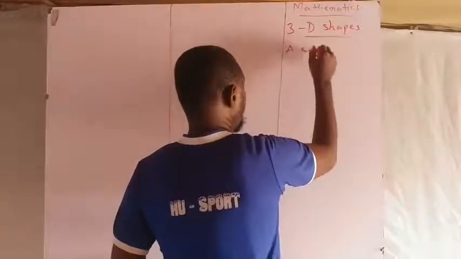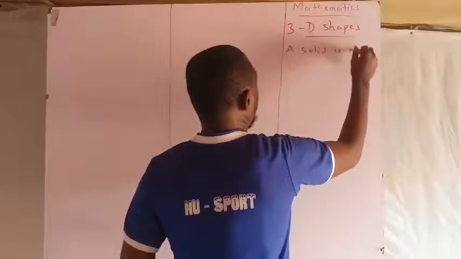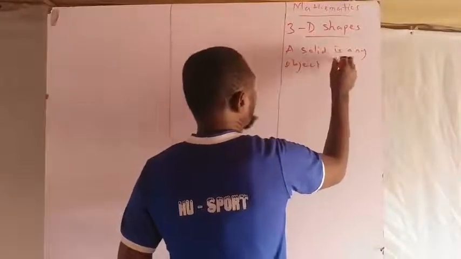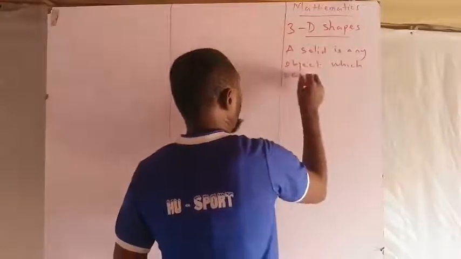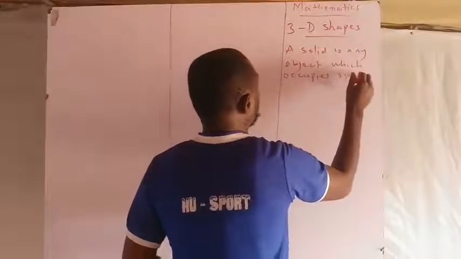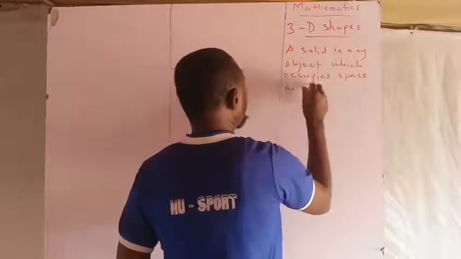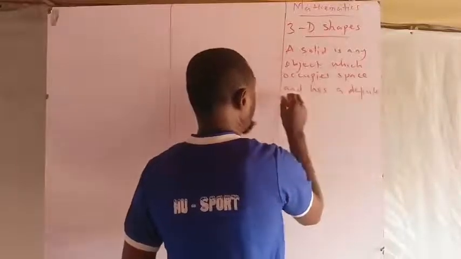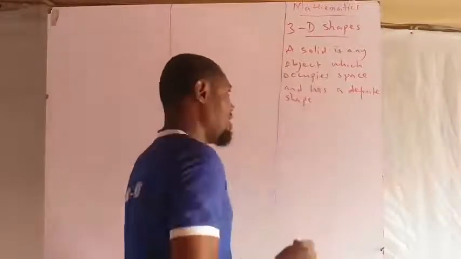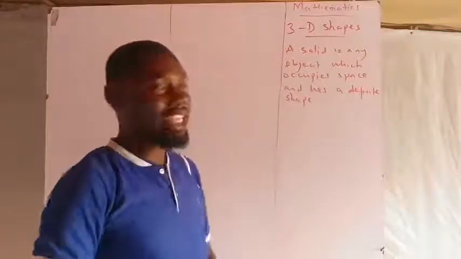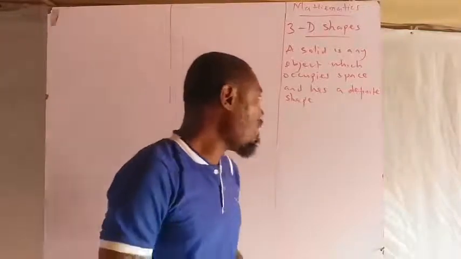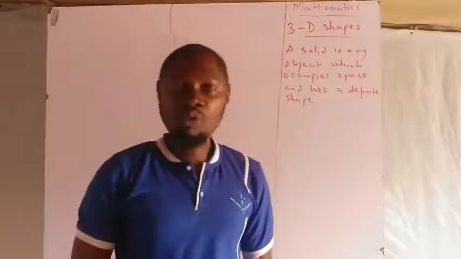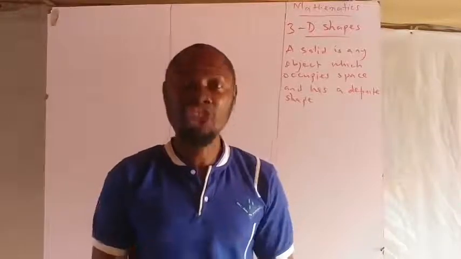A solid shape is any object which occupies space and has a definite shape. A solid shape, I said, is any object which occupies space and has a definite shape, which means it has a defined shape.